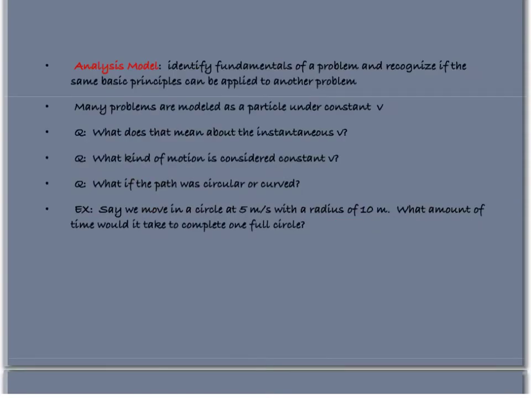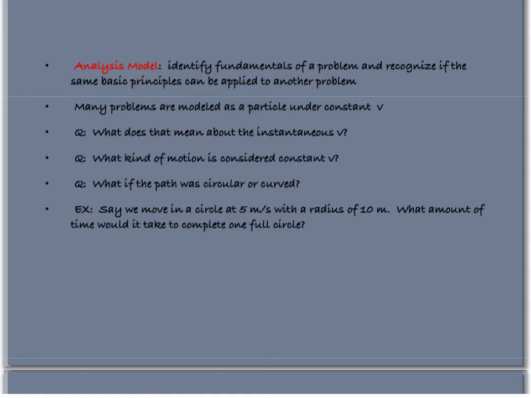So an analysis model is essentially just identifying a fundamental problem, recognizing that if it fits some basic principles, it can be applied to many other problems that end up being similar in style or in the physical concepts that back that problem. For example, many problems could be modeled as a particle under a constant velocity. Lots of problems could be modeled in this way. There could be different objects that you're looking at, various situations, but if you know that the thing is moving with a constant velocity, it gives you a way to better understand that problem and know how to attack it in terms of your problem solving.